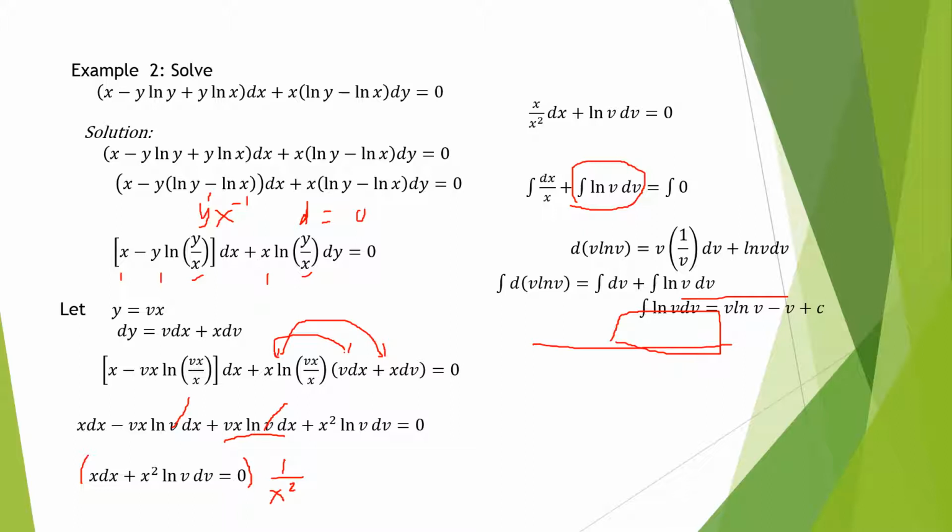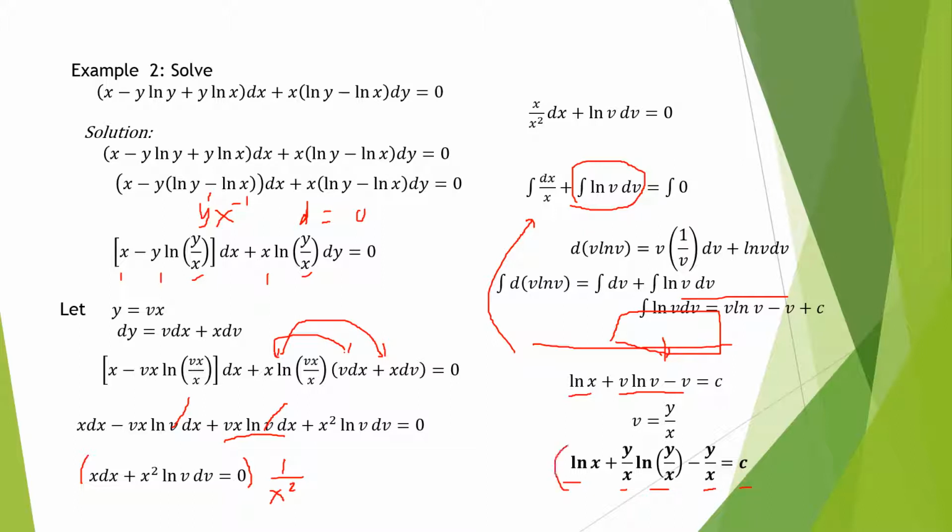And then you can plug it there already. So our answer now is ln of x plus v ln of v equals c. And then returning, v is y over x. Substitute again: ln of x plus y over x ln of y over x minus y over x is equal to c. This is now our general solution of the DE.